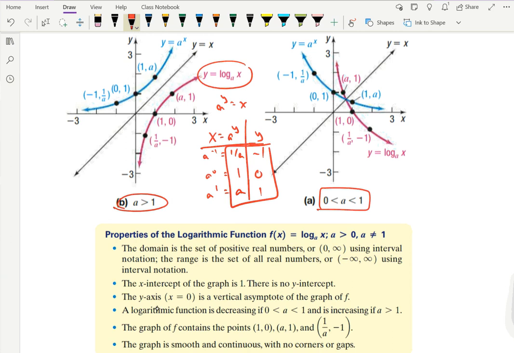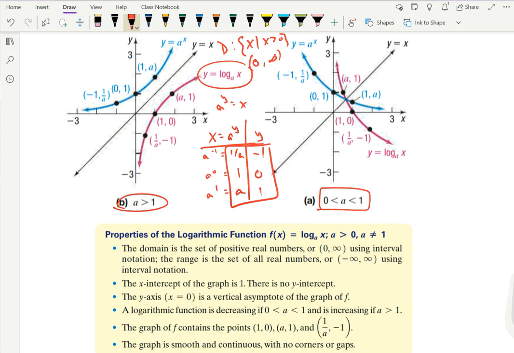However, the y-axis, so x equals 0, is a vertical asymptote of our graph. Our logarithm never gets to 0. Our x value can get really close to 0, but we never actually touch it, because remember, for our domain, we want all x such that x is greater than 0. So in interval notation, that's 0 out to infinity. We get really close to 0, but we don't actually get there. So that's going to end up being our vertical asymptote.